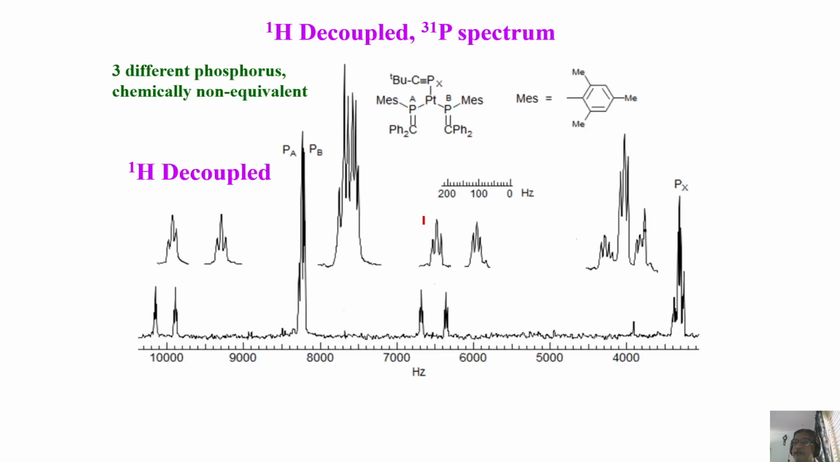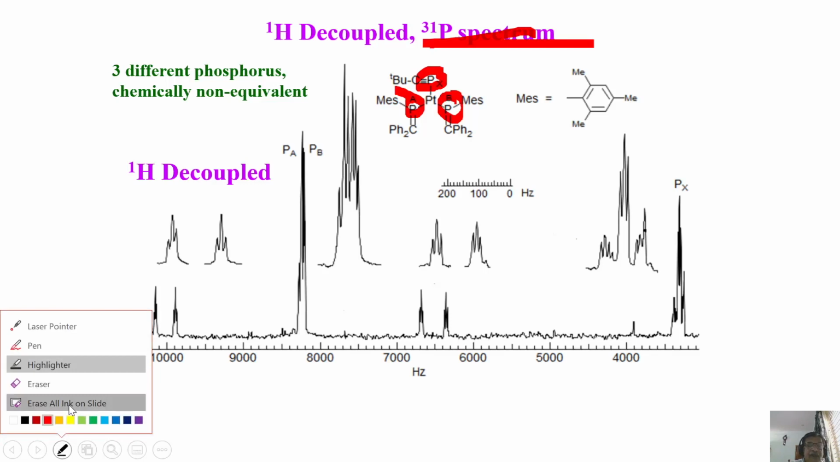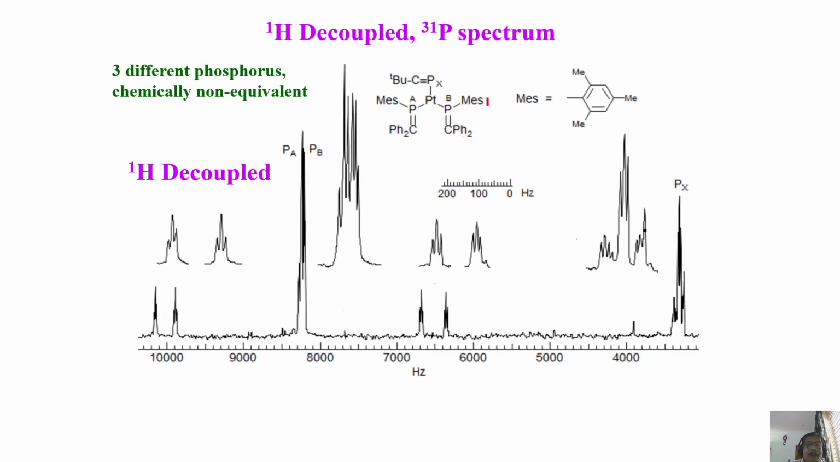Now look at the other phosphorus spectrum of another molecule, which is a proton decoupled 31P spectrum. How many phosphorus are there? Phosphorus spectrum, if you are looking at, this is one phosphorus, this is another phosphorus, and this is, three phosphorus are there. All the three phosphorus are chemically inequivalent because if you look at the structure of the molecule, there is no symmetry. So all are chemically inequivalent. There must be three phosphorus peaks we get.